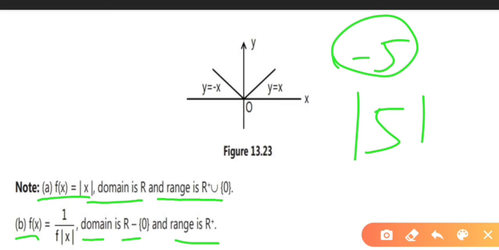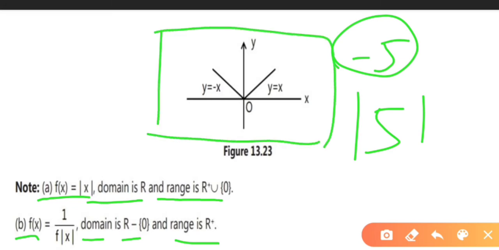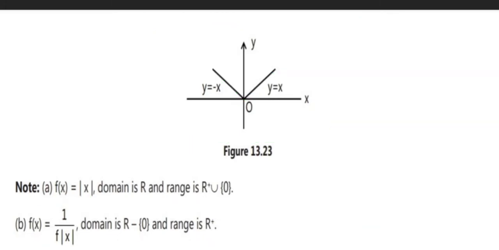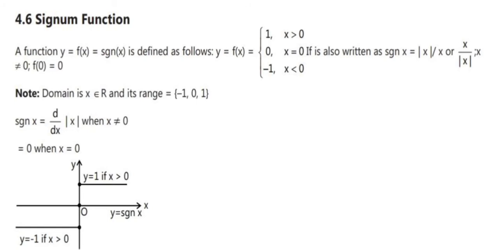Here R plus stands for positive real numbers. Let's see the graph here, a two-dimensional graph with the origin at the center, x-axis and y-axis. Here y equals x is positive, and this one is y equals minus x. Therefore, we are taking f of x equals mod x, so it may be either negative or positive. If it is negative, it will be converted to positive by applying the mod sign. Got it?